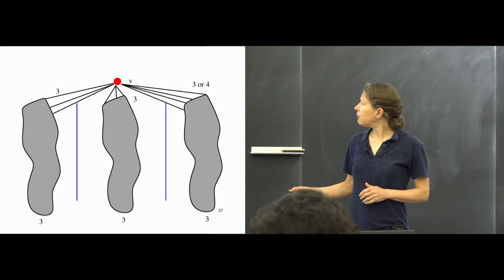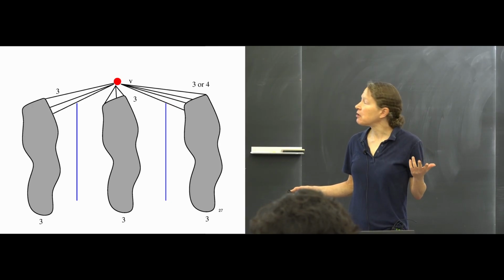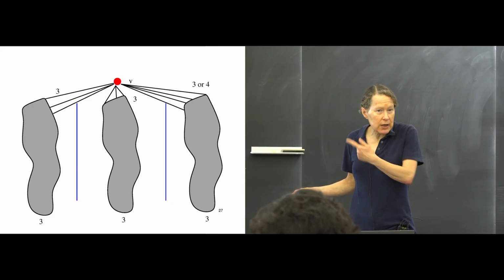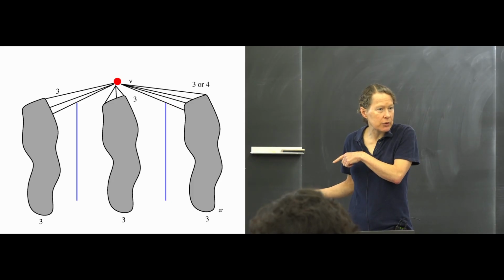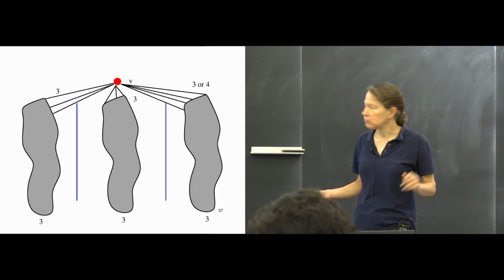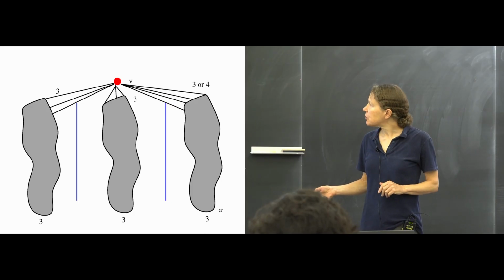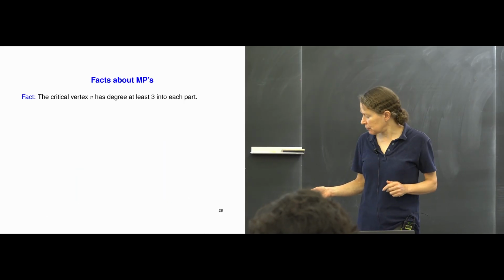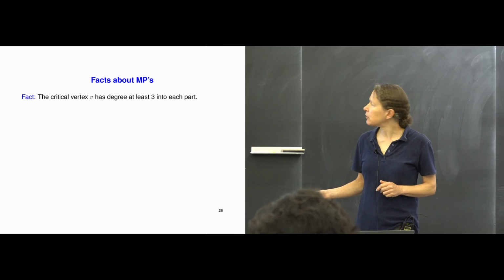Yeah? If V had a degree of only, say, 2 into this part, well, color this part with 3 colors. The neighborhood of V inside this part only has size 2, so you could just stick it in there and color it also with 3 colors, and then you color the whole graph with 9 colors. Okay, fine. So every vertex V, the critical vertex, has degree at least 3 into each part.